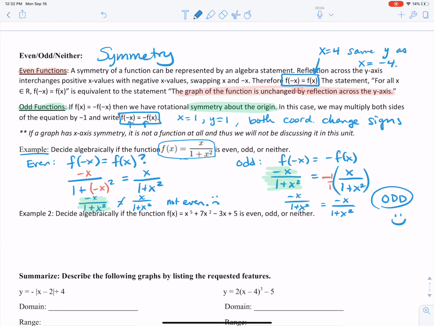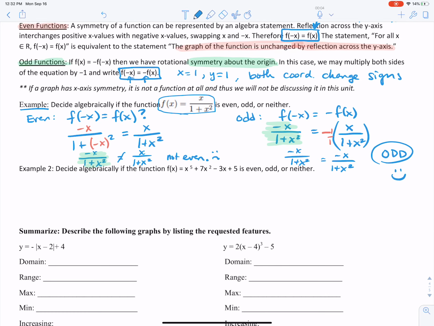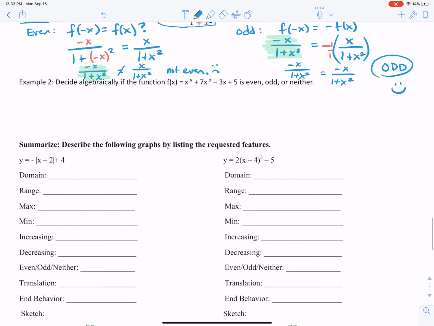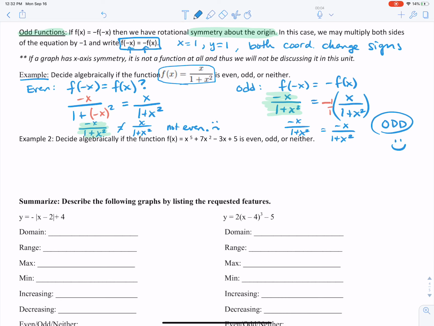So that means if you graphed this and looked at it in your calculator, you should see that the graph looks the same right side up as it does upside down. So feel free to check that out. All right. And that, my friends, is it for us on the video. We are going to do the rest in class.